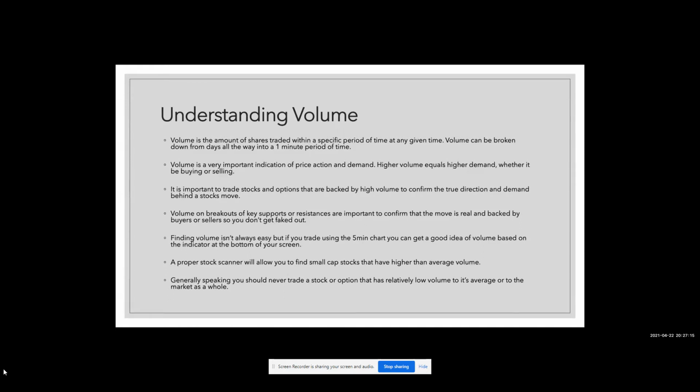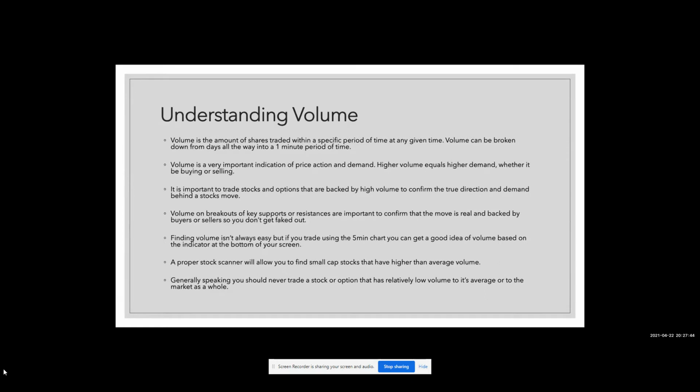It is important to trade stocks and options that are backed by high volume to confirm the true direction and demand behind a stock's move. Volume on breakouts of key supports or resistances are important to confirm that the move is real and backed by buyers or sellers so you don't get faked out. Finding volume isn't always easy, but if you trade using the 5-minute chart, you can get a good idea of volume based on the indicator at the bottom of your screen.